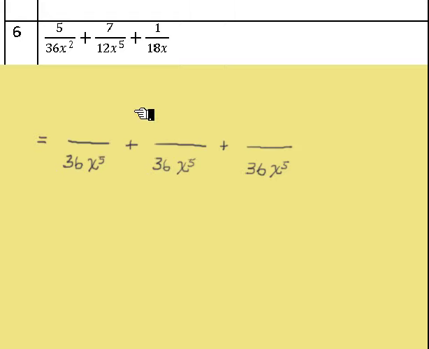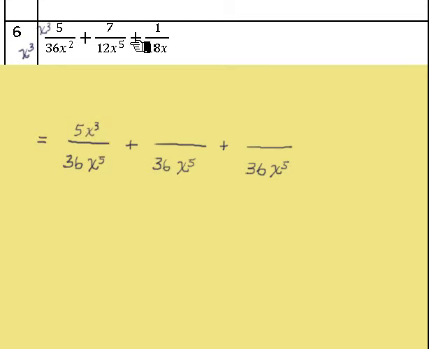All right, now in order to get equivalent fractions, we want to multiply numerator and denominator by a factor that gives us this denominator. So I see we have a 36 here and a 36 here, but here we have x squared, and here we have x to the 5th. So we have to multiply by x cubed to get that denominator, top and bottom. So the numerator here is 5x cubed.